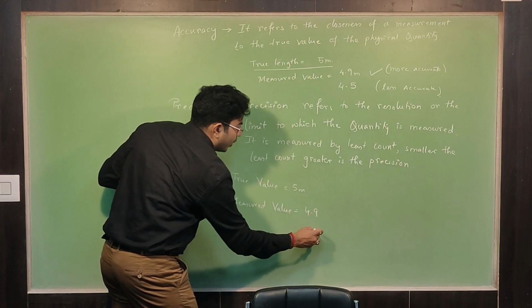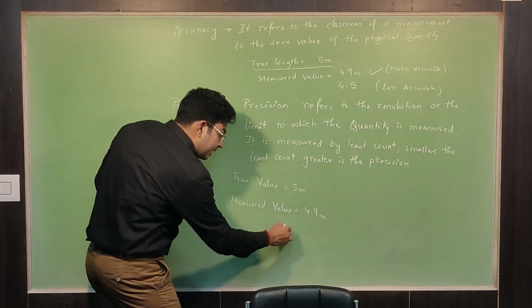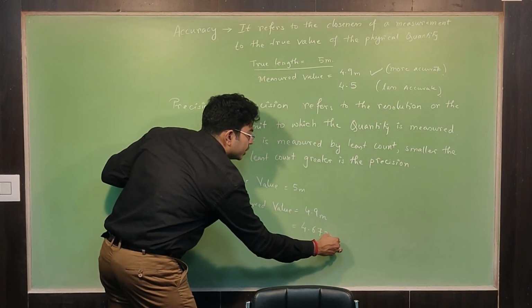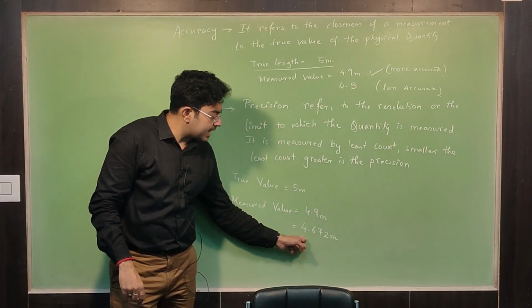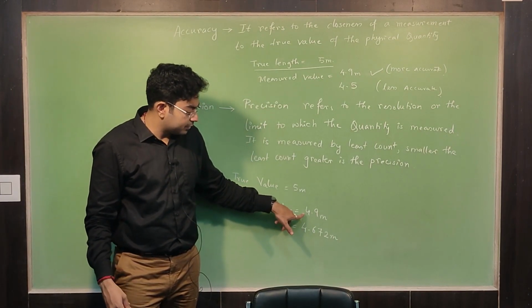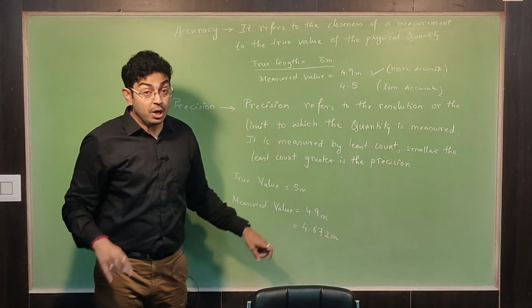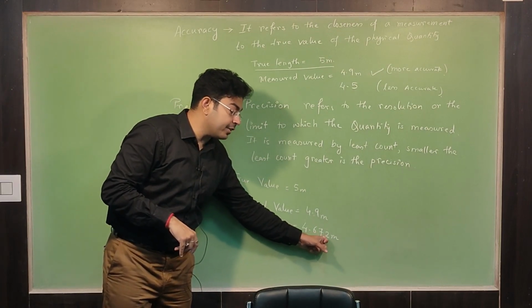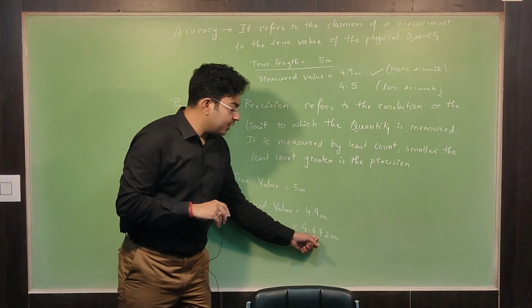Here consider the true value is 5 meter and someone's measured value is 4.9 meter. And if another child gives me 4.672 meter, you tell me which one is accurate. This one, 4.9 meter, is accurate because it is close to 5 meter. But which one is precise? 4.672. Got it? So it depends on the least count.